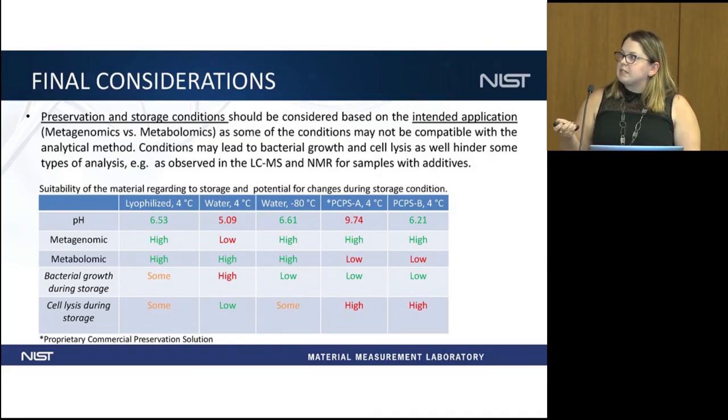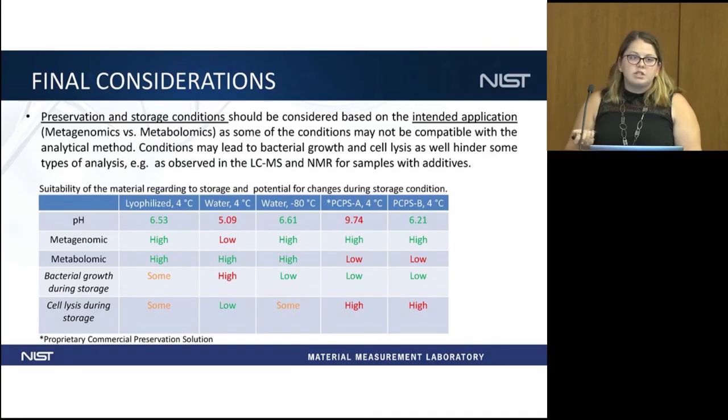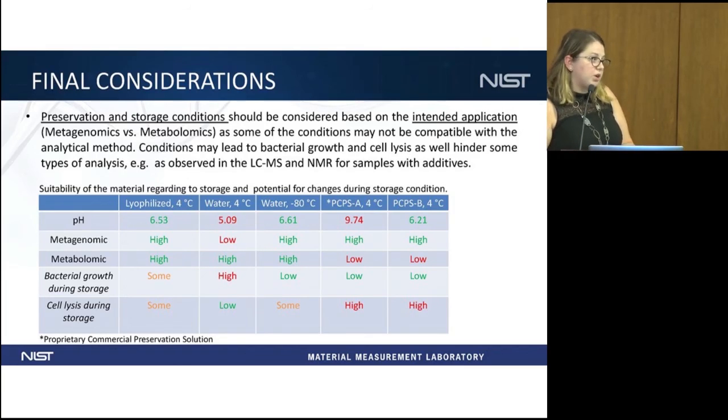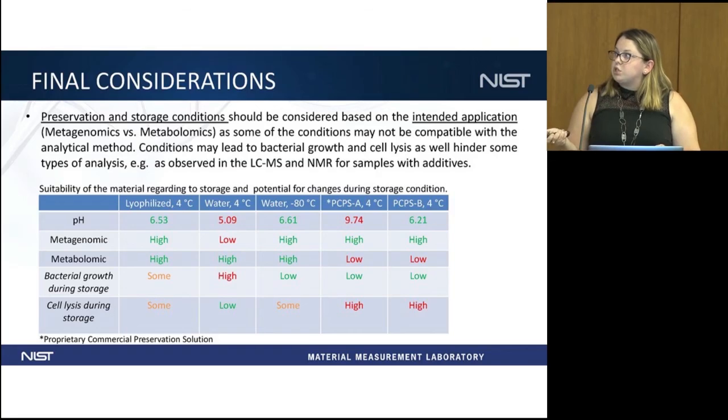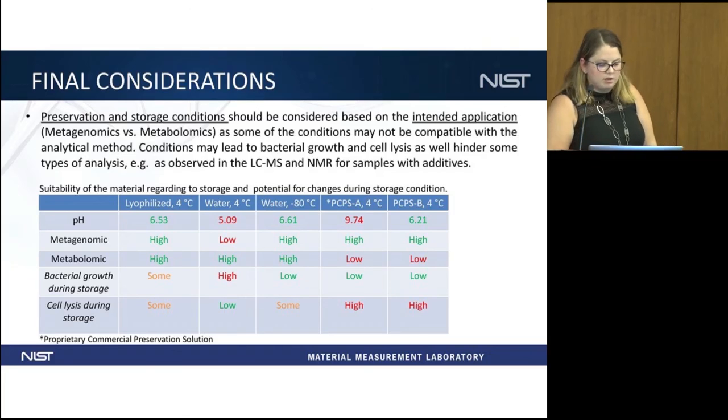In the metabolomic space, we had low suitability with the proprietary buffers, and obviously we had the potential for bacterial growth, potentially some in the lyophilized samples also because they were stored at 4 degrees. In water, we saw high potential for bacterial growth, and less so with the -80 storage and the proprietary buffer storage. And once again, regarding the potential for cell lysing, lyophilization and storage at -80 can be pretty harsh on cells, as opposed to water at 4 degrees, not so much. And then obviously we are most likely lysing the cells in the proprietary storage solutions.